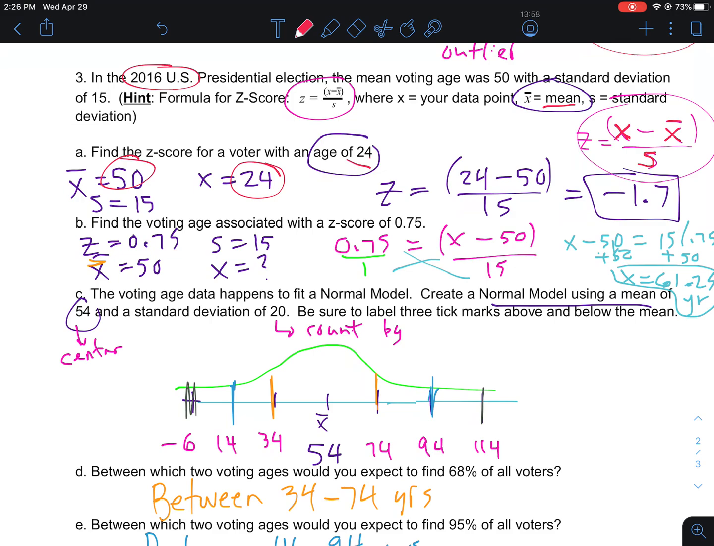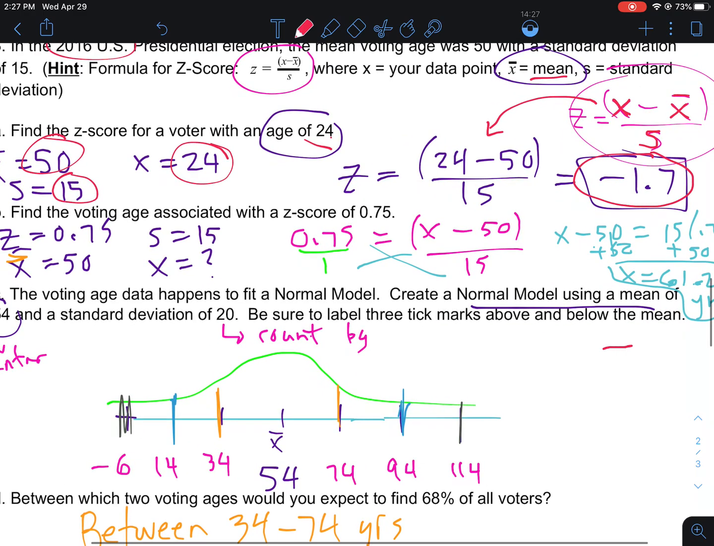And all a z-score tells you is if we're counting by 15s, that's our standard deviation, by how many standard deviations under 50 is 24. So you would plug into this formula right here, and you would get an answer of negative 1.7. Now, again, we're not doing a full-on stats review here, but what that basically means is a 24-year-old is nearly 2 standard deviations below average.